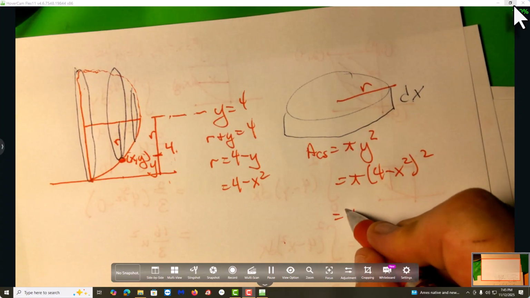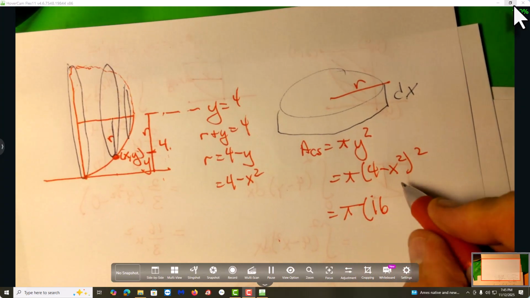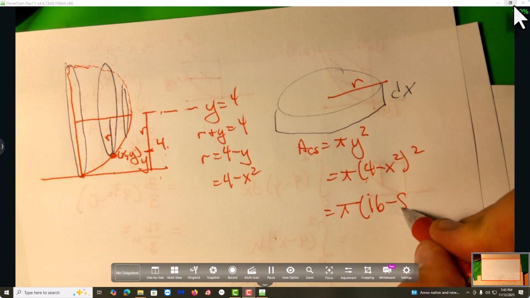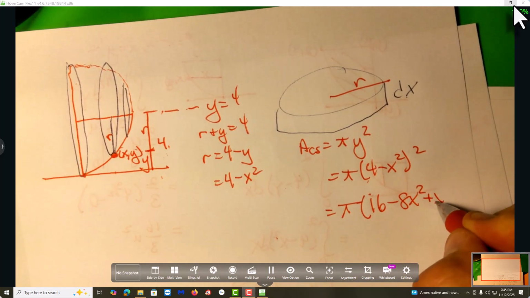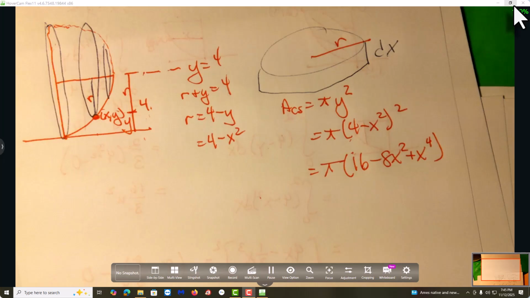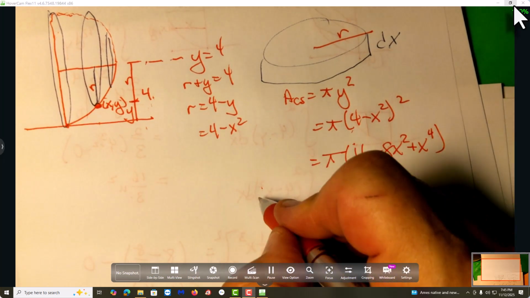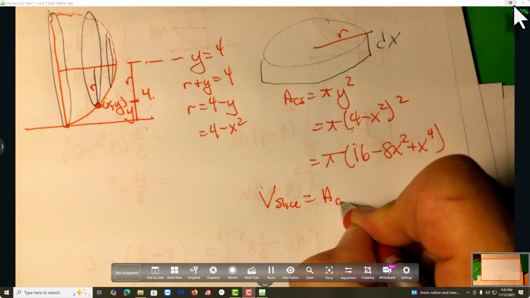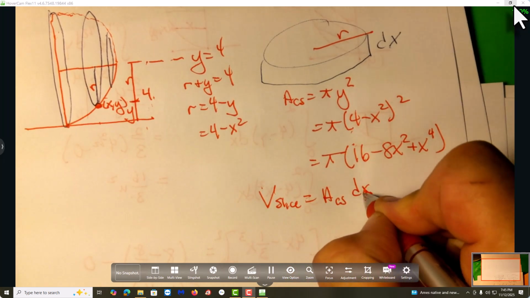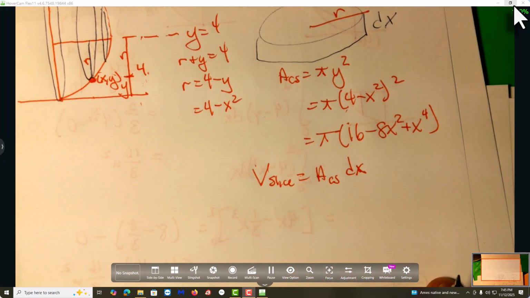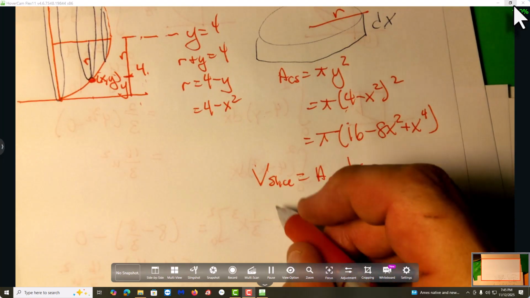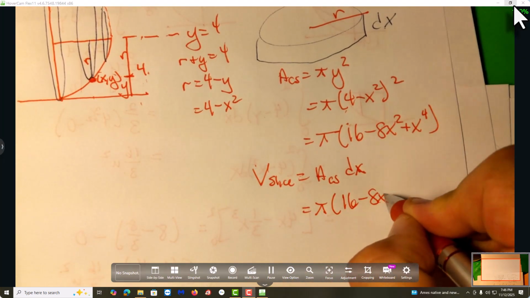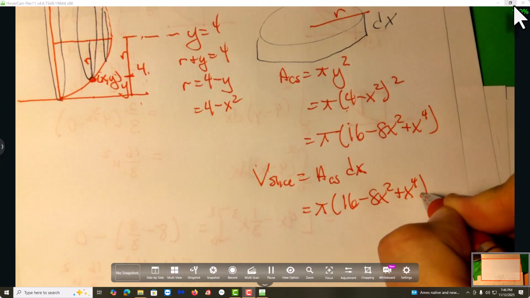Now I'm going to do some algebra. 4 times 4 is 16. 4 times minus x squared is minus 4x squared, doubled is minus 8x squared. And x squared times itself better be x to the 4th. So the volume of this slice, or the volume of this wedge, is the area of this cross section times dx. So this is pi times (16 minus 8x squared plus x to the 4th) dx.